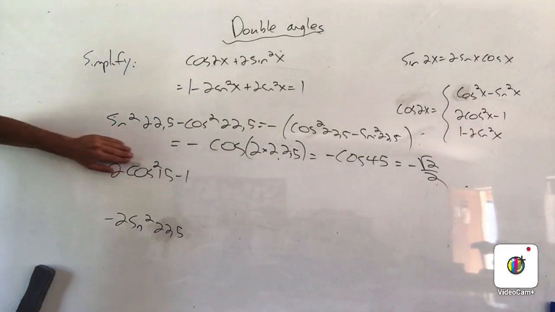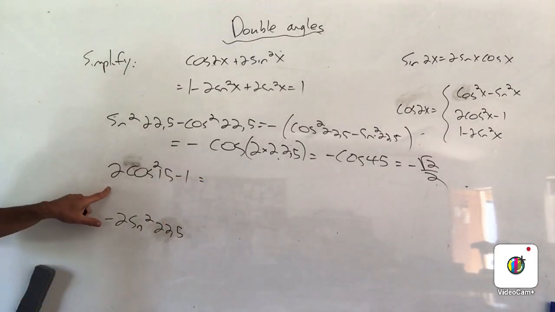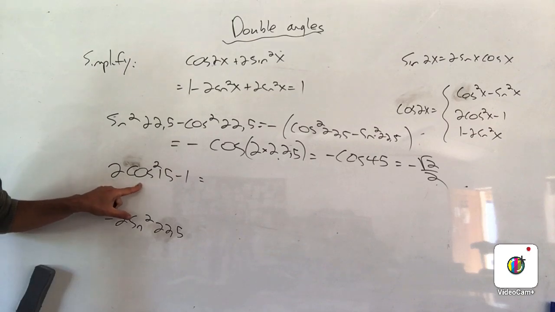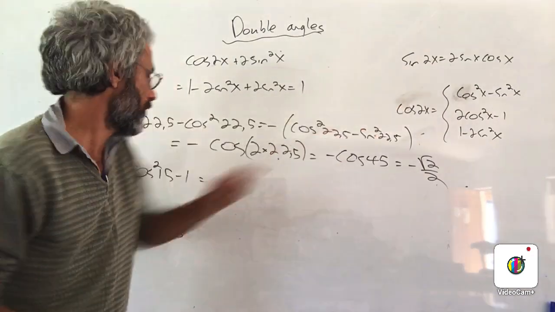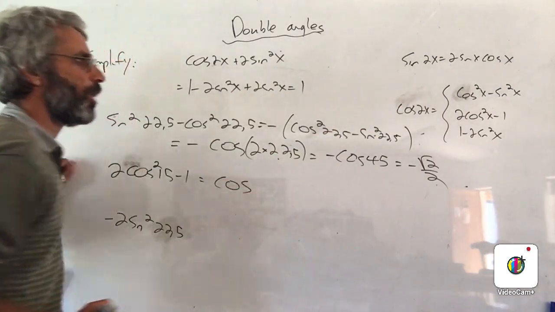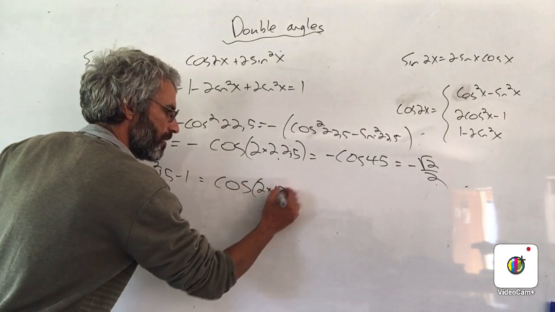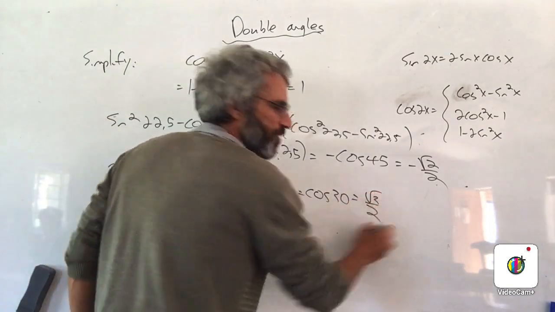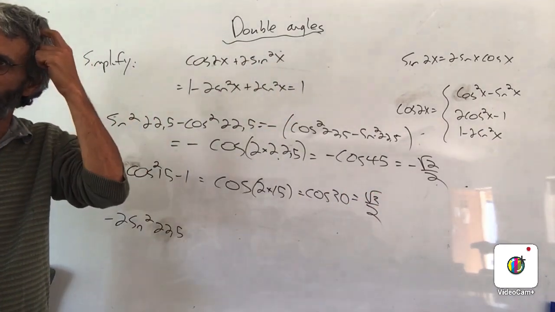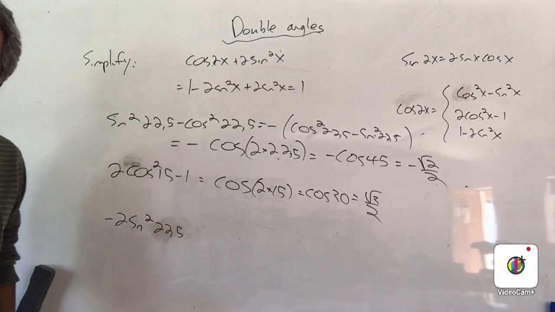Let's move on to this one. Now this should be a little bit easier. Now you know what to do. Which equation are we going to look at? 2 cosine squared 15 minus 1. So I can straight away write cosine of 2 times 15, which is equal to cosine 30. It's square root 3 over 2. Obviously everyone knows that, it's common knowledge. Cos 30 is square root 3 over 2. We happy with that?